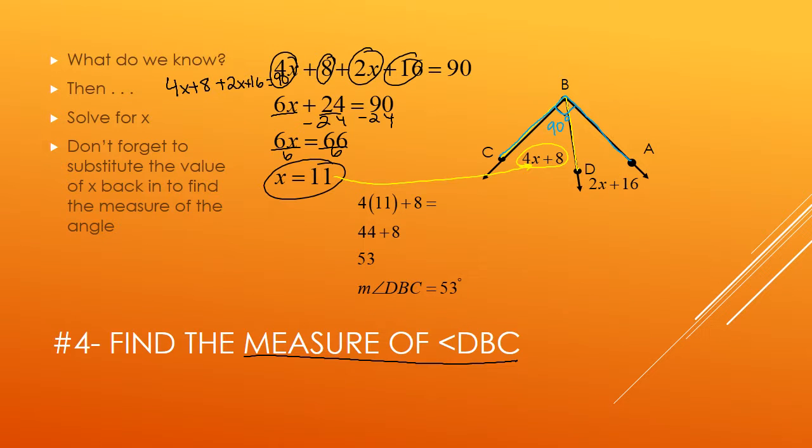So 4 times 11 plus 8, 4 times 11 is 44, add 8, 52, and now I have my answer, which is 52 degrees. Don't forget degrees, because we're actually asking for the measure of the angle. This is proper notation: M for measure of angle DBC equals 52 degrees.